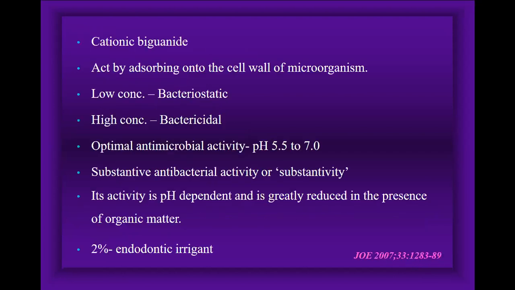Chlorhexidine, a cationic biguanide, acts by absorbing onto the cell wall of microorganisms. In low concentration, it is bacteriostatic. In high concentration, it is bactericidal. Optimal antimicrobial activity is at a pH of 5.5 to 7. Substantive antimicrobial activity, or substantivity, is there. Its activity is pH dependent and is greatly reduced in the presence of organic matter. 2% of it is used as an endodontic irrigant.